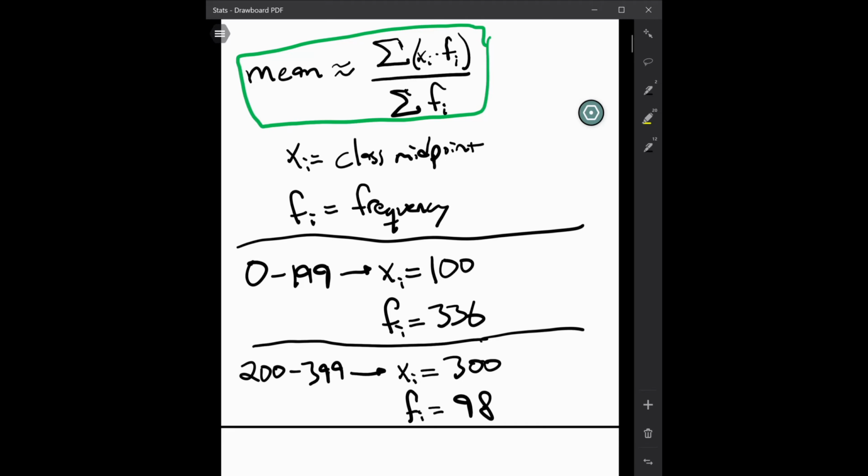Notice that this is just an approximation. We can't actually say that the mean equals this because, yet again, we don't know where those 7 numbers actually lie in 1,000 to 1,199. And same with all my other categories.